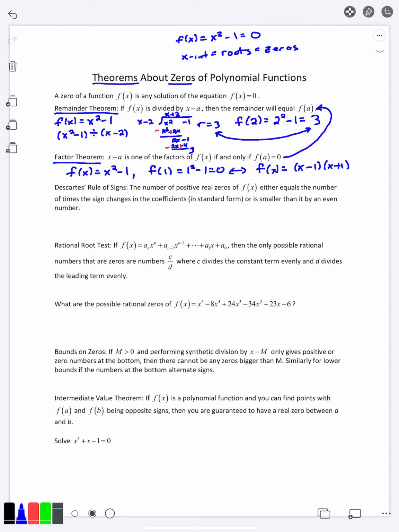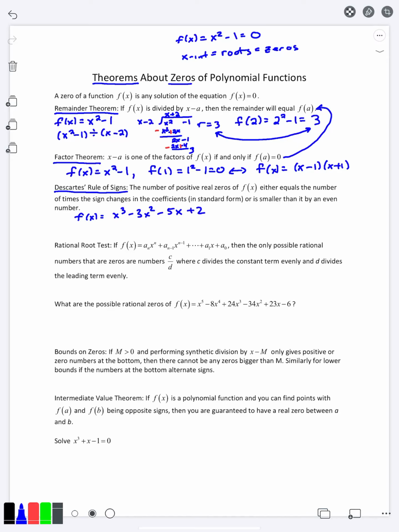Next one is called Descartes' rule of signs. I'm not going to spend very much time on this. This is one of the theorems that I think is not super important, but regardless, that's my personal opinion. So let's take a look at, I don't know, let's do like an x cubed one here. Let's do x cubed minus 3x squared minus 5x plus 2.